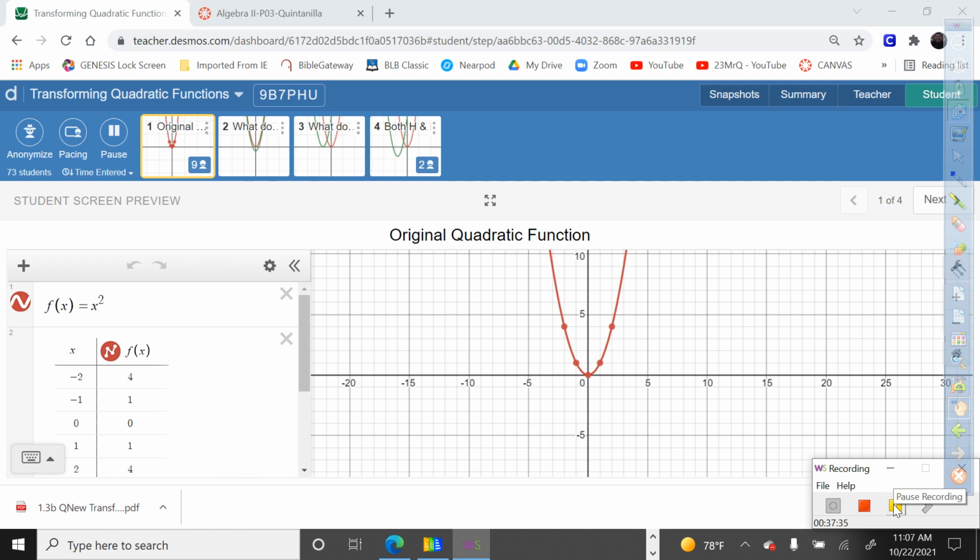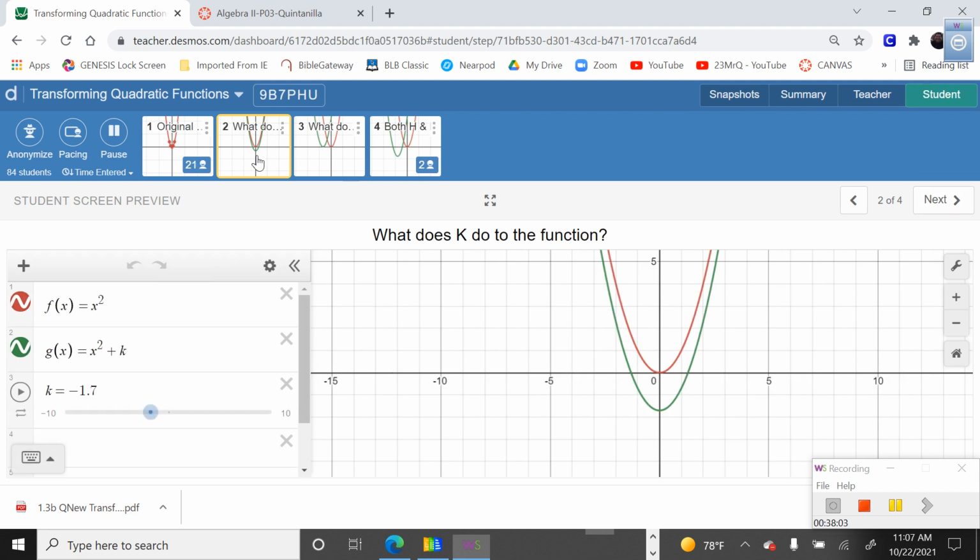Was everybody able to log in? Yes? Once again, it's 9B7 empty space PHU. Alright? So, for the sake of time, notice this. We're on this screen, yes? But if you go here to where it says next, you go to the next screen, it gives you the original function, it gives you the new transform function, and it gives you a lever for K. If you go all positive values, look what happens to that green graph. It goes in which direction? Yes, and if you go to the negative side, it goes down.